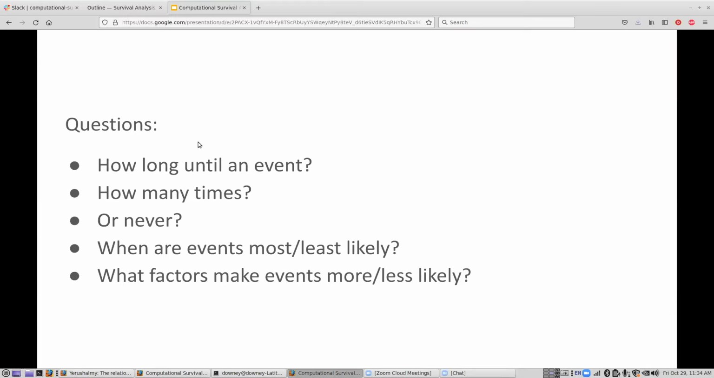The other kinds of questions that you can answer are, when is an event most likely to happen? And we're going to describe that with a hazard rate, which is the likelihood of an event. And what are the factors that might make events more or less likely? So if you're thinking about medicine, for example, what are the factors that might contribute to a longer or shorter survival time?